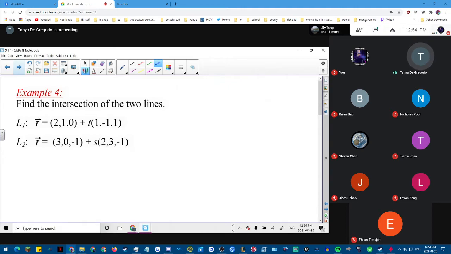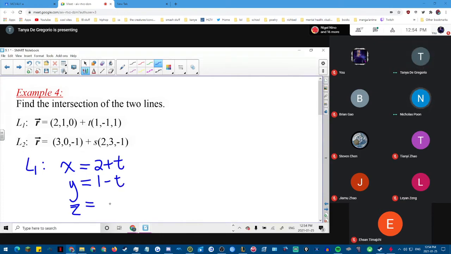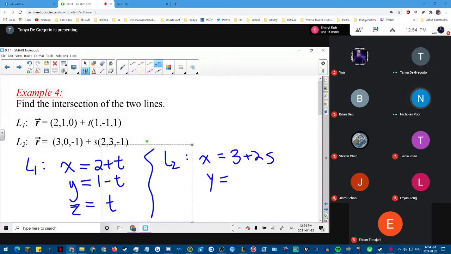So let's take a look at this example. We're going to do this the exact same way. We've got 2 lines. We're going to bring it to parametrics. We're going to use substitution. Okay, so we're going to try to solve for an s and a t. So what are the parametrics for line 1? Who can tell me? Come on, everyone should be able to tell me. 2 plus t for x, 1 minus t for y, and then t for z. Perfect. Line 2, we have 3 plus 2s, and then 3s, and then negative 1 minus s.